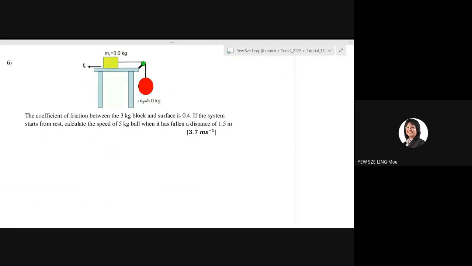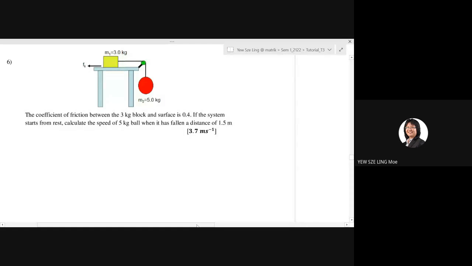So now let's look at question number 6, the last question that I'm going to discuss today. Once we are done with this question, then I will let you guys go. Now, this question is slightly more complicated. Why? Because it involves two objects.